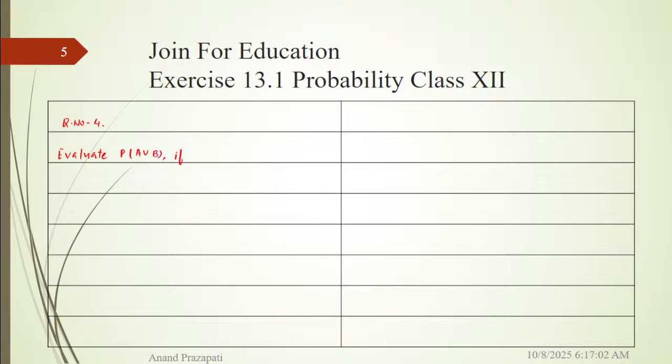If 2 times probability of A equals probability of B, which equals 5 by 13, and probability of A by B equals 2 by 5. Let's see the solution.